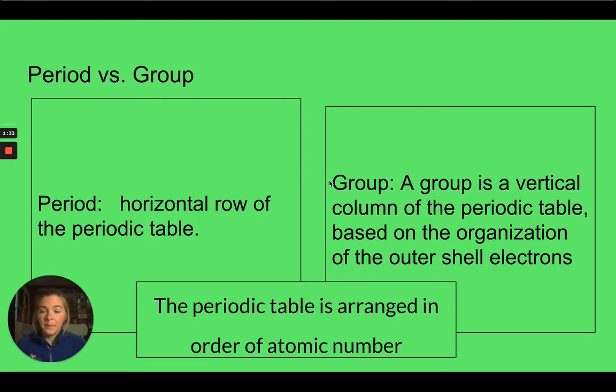There's different things on a periodic table. There's the period versus the group. So a period is a horizontal row on the periodic table. So the period goes left and right, while a group is a vertical column that goes up and down. And that up and down group is based on the organization of the outer shell electrons, which we talked about last class when we talked about valence shell electrons. So those groups are arranged by their valence shell electrons. And as you already know, the entire periodic table is arranged by order of increasing atomic number, or its number of protons.